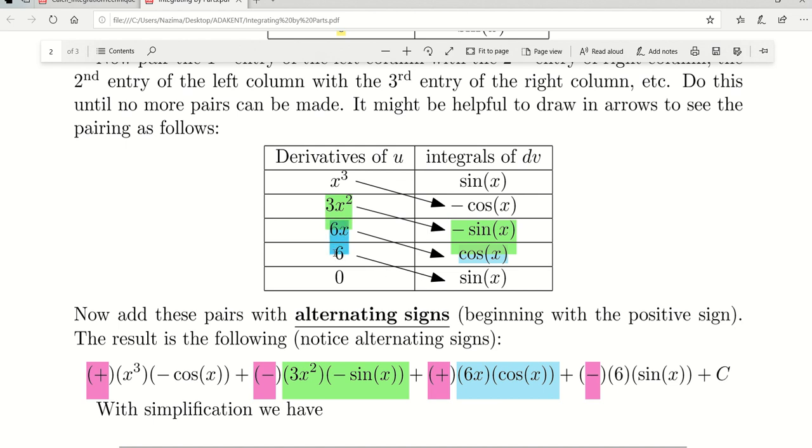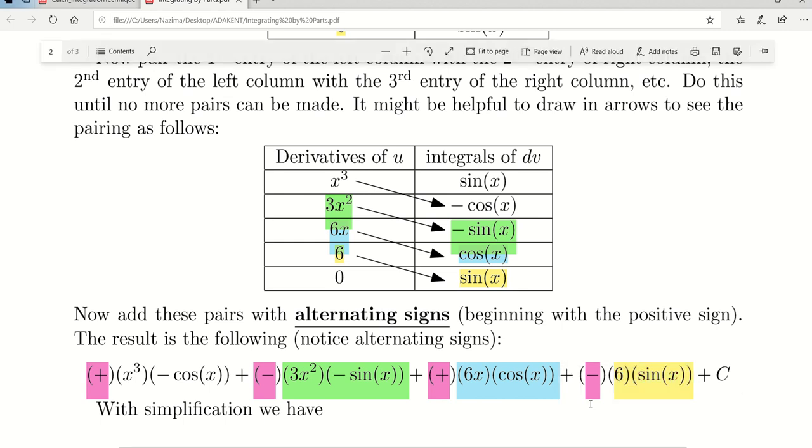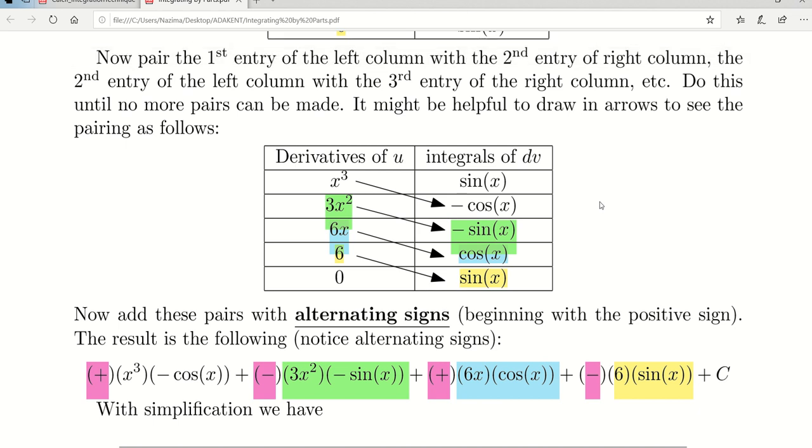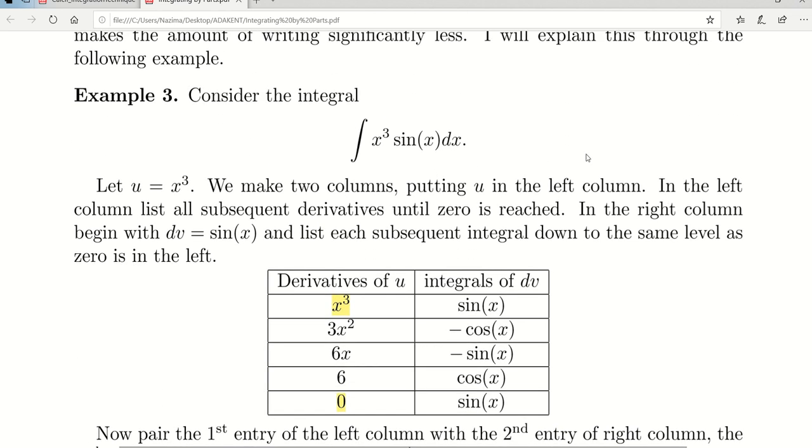As you can see, the last one, 6 is multiplied by, let me make this yellow, sinus x. 6 sinus x. Plus C. So this is the solution of this integral here.